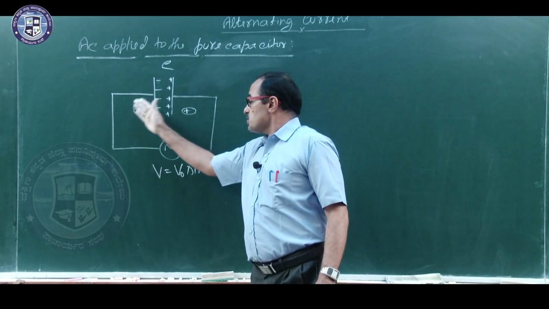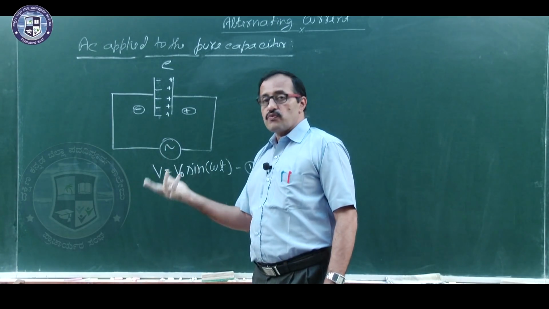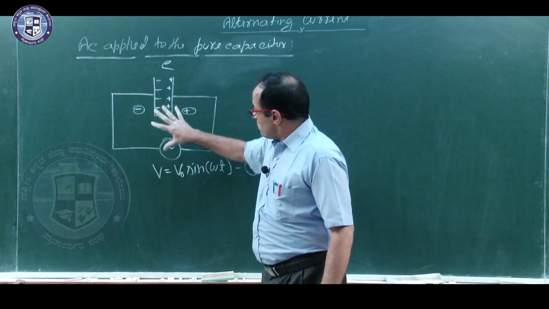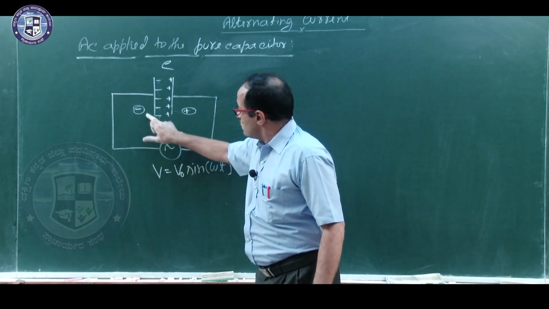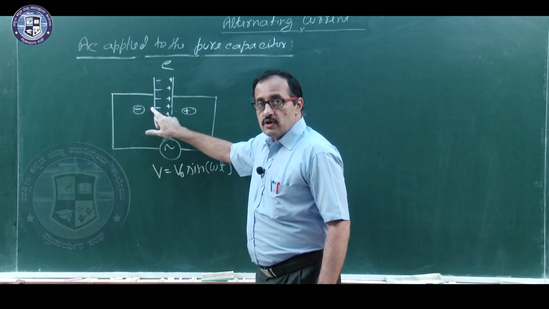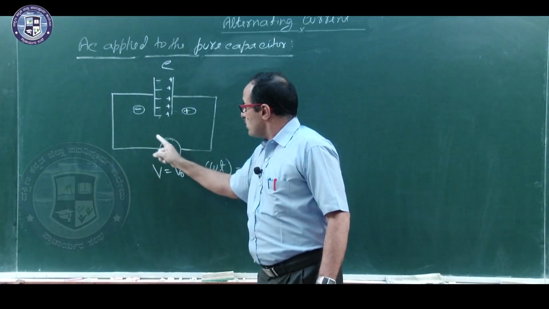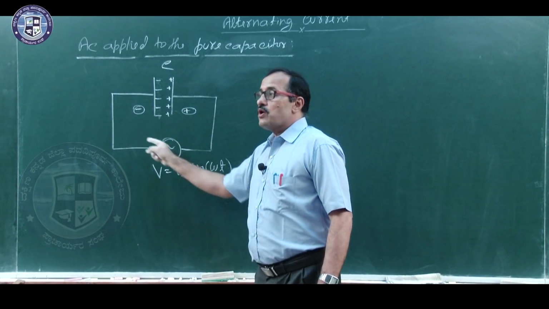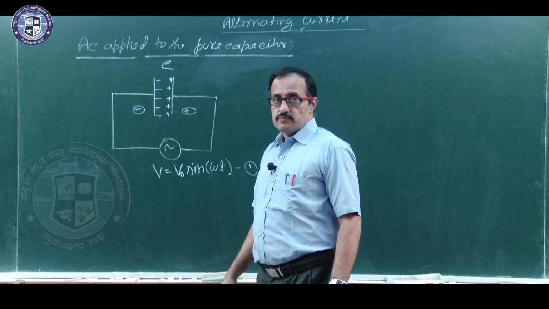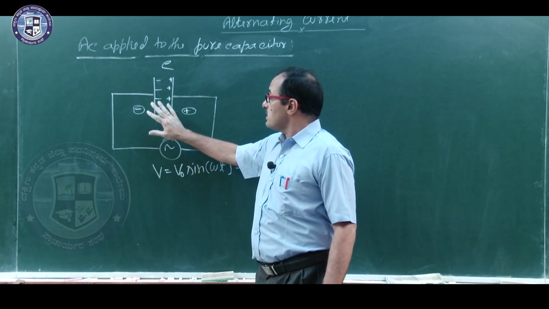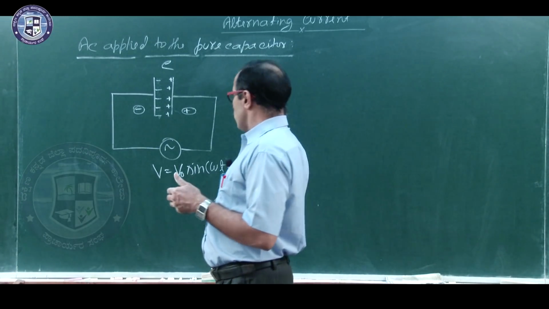Therefore, electrons are continuously moving through the circuit, because current is only due to the flow of electrons. For example, under this situation, electrons are taken from the second plate to the first plate. After some time, this becomes plus, this becomes minus, and electrons go the opposite way. So, electrons are in continuous flow, that is nothing but current. Therefore, you have a current in the circuit. And what is the equation for current? That we do not know.